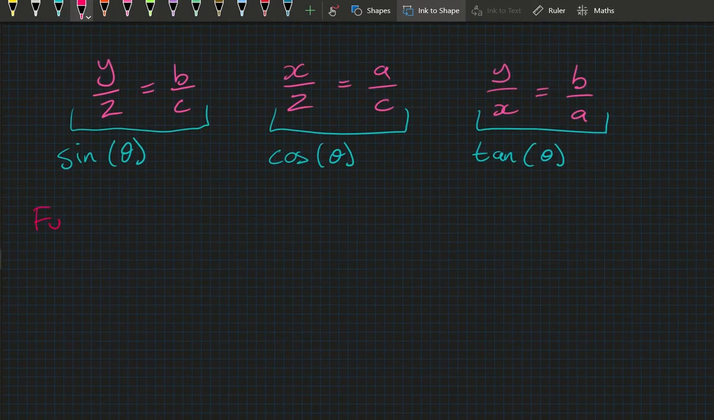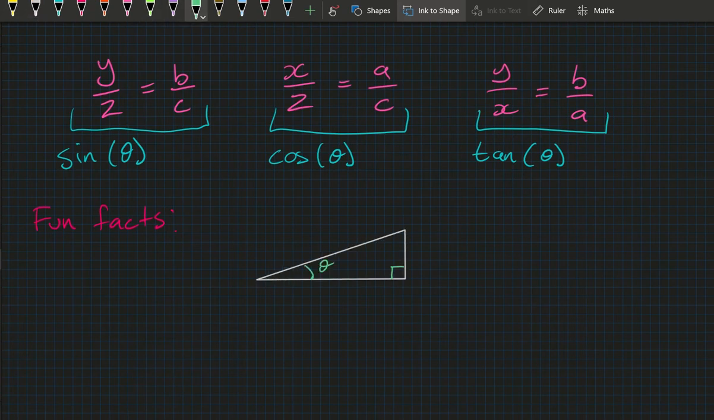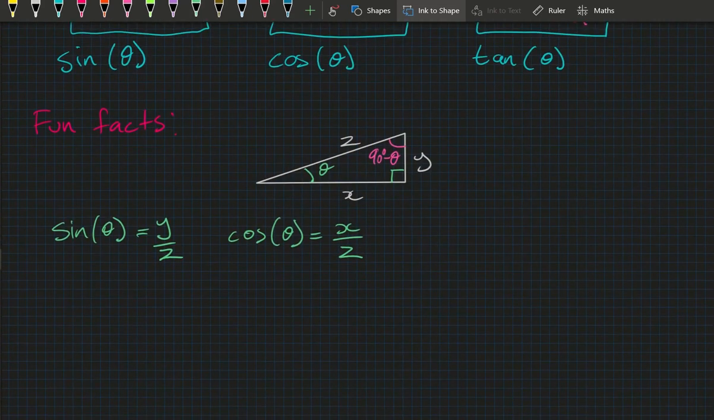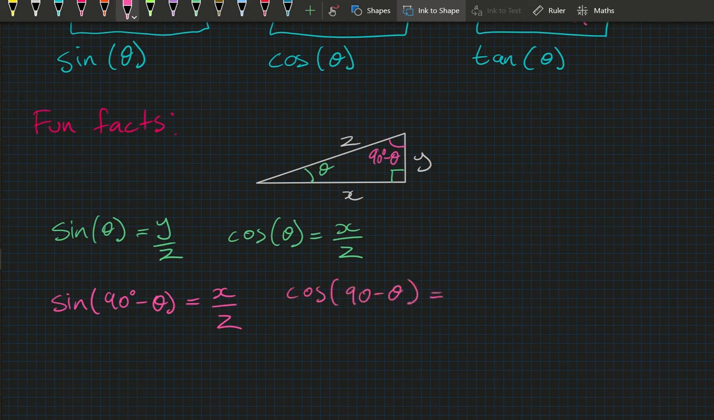Here are some other fun facts. If we have a right angle triangle here with angle theta, of course this other angle has to be 90 minus theta. And let's name these sides X, Y and Z. So sine of theta equals Y over Z, and cos of theta will equal X over Z. But if we now consider the other angle, sine of 90 minus theta will equal X over Z, and cos of 90 minus theta will equal Y over Z. That's because Y is adjacent to that other angle and X is the opposite side.